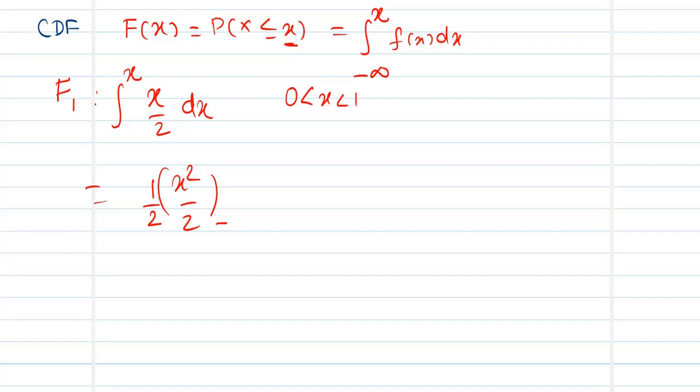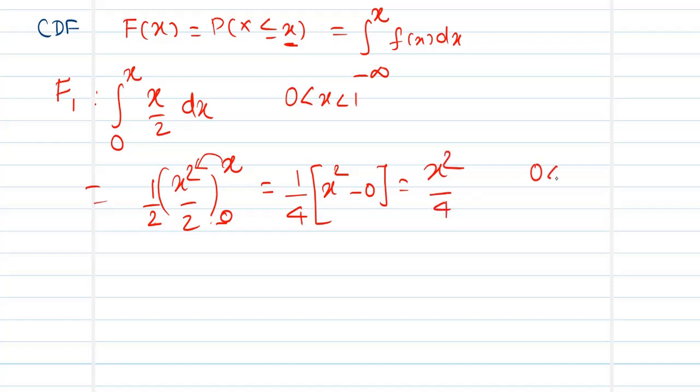So we have this as integral from 0 to x. So lower limit is 0, upper limit is x. So apply the value. 2 2s are 4. 1 by 4 times x takes the value x itself. So it is x square minus 0 square is 0. So it is x square by 4 in the range 0 less than x less than 1.